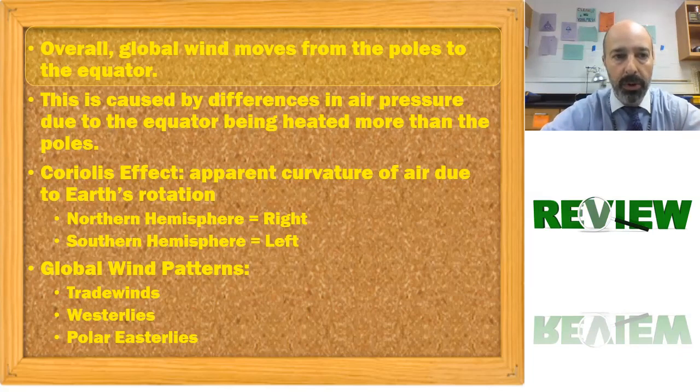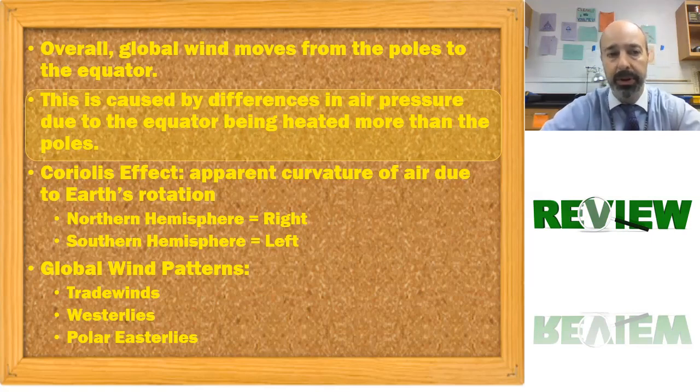Global winds. So overall, the starting point is that global winds move from the poles to the equator. This is caused by differences in air pressure due to the equator being heated more than the poles. That creates high pressure near the poles and low pressure near the equator. So you get low pressure, warm, rising air at the equator and high pressure, cold, sinking air at the poles.